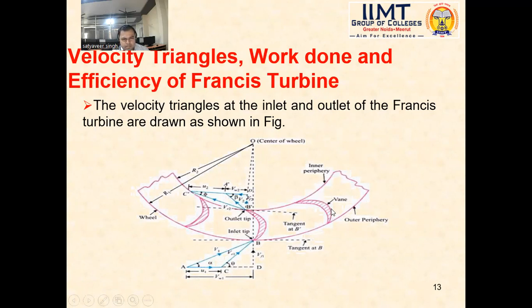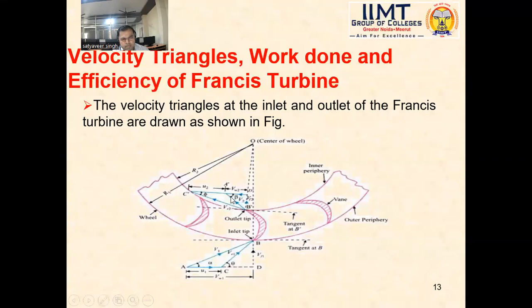These are the vanes, and as far as the velocity triangle is concerned, this is the main vane. There are two types of triangle concerned here: the inlet velocity triangle and the outlet velocity triangle. So this one is the inlet velocity triangle. This is the outlet velocity triangle.